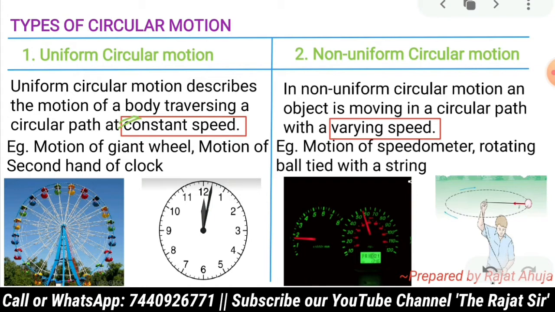Just take an example of the giant wheel. You might have seen recreational activities at a mela or Meena Bazaar in your cities, which have such a giant wheel for the recreation of children. Such a giant wheel also rotates, and the persons sitting on the seats of this giant wheel have their centripetal force acting towards the center, and that giant wheel is rotated.